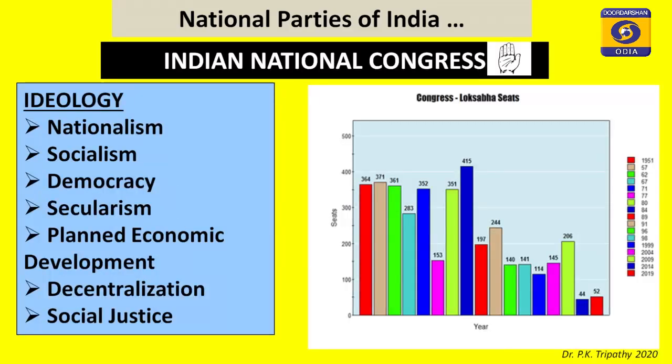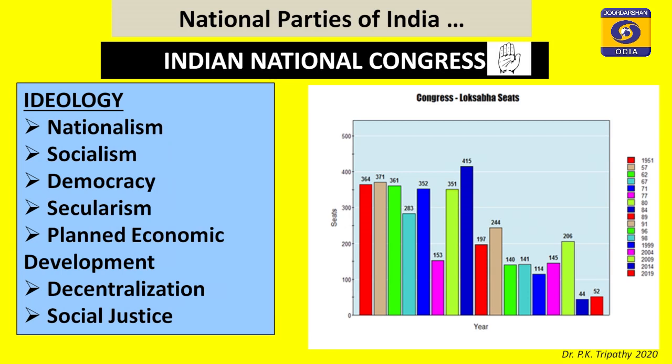And lastly, Congress Party always stands for social justice. That means justice to the weaker sections of the society. There should be social equality. So, these are certain things for which Congress always stood up to, and the benchmark of the Congress Party.